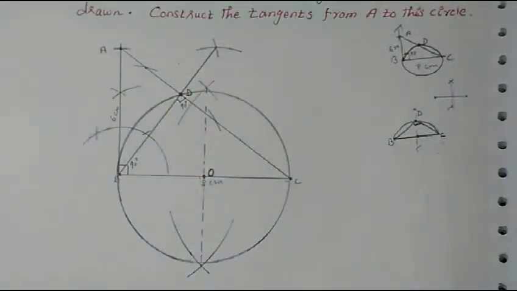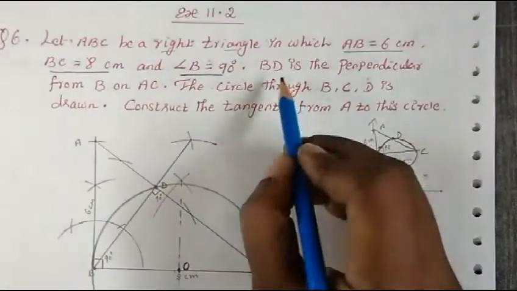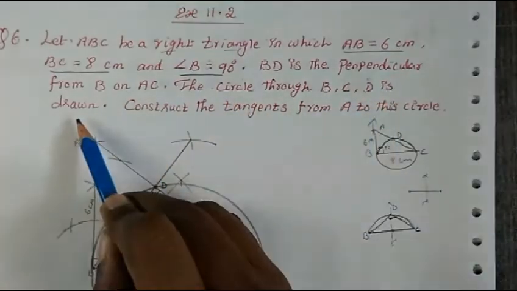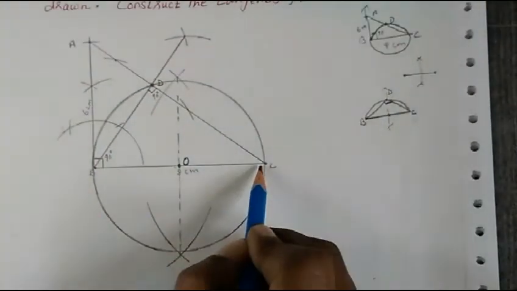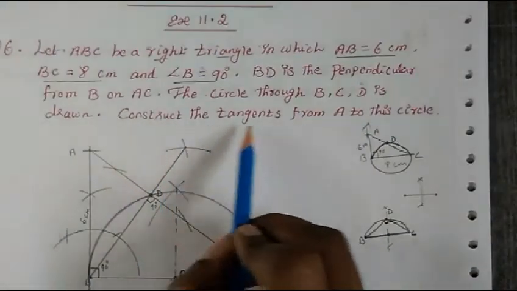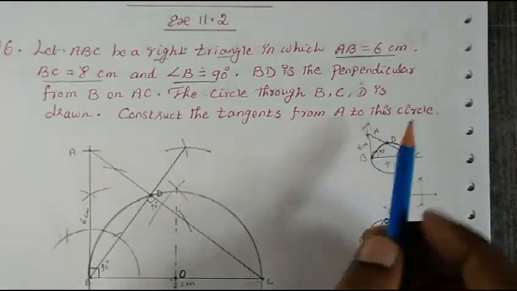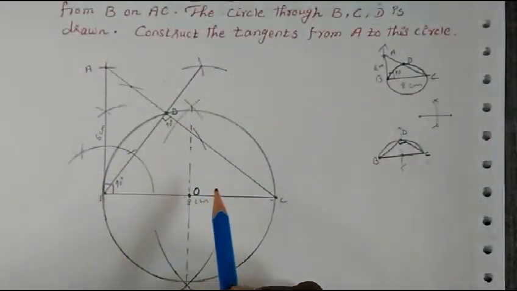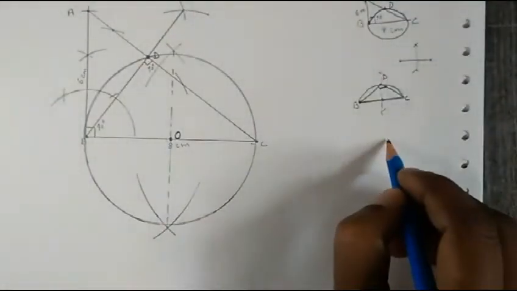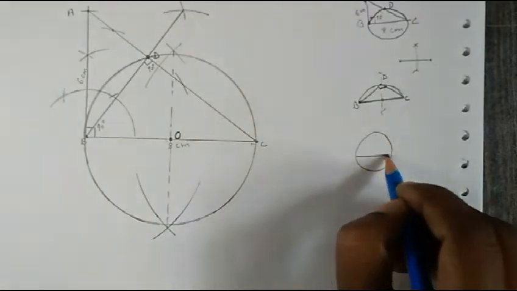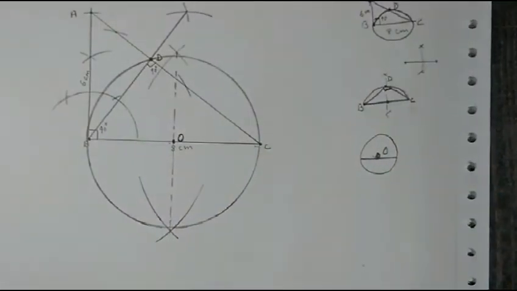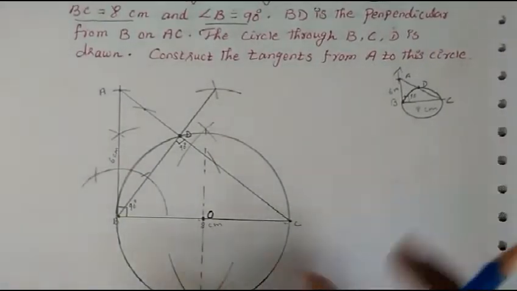Okay, so we have completed now. BD is the perpendicular from B on AC. The circle through BCD is drawn. So through BCD we have drawn the circle. Now we have to construct the tangents from A to this circle. To this circle we have to draw tangents from where? From A. So this is our circle we have drawn.